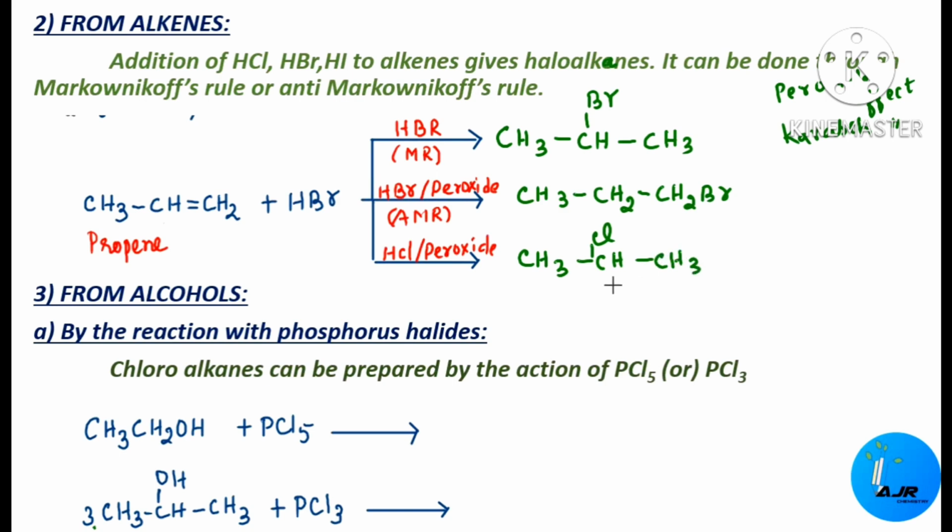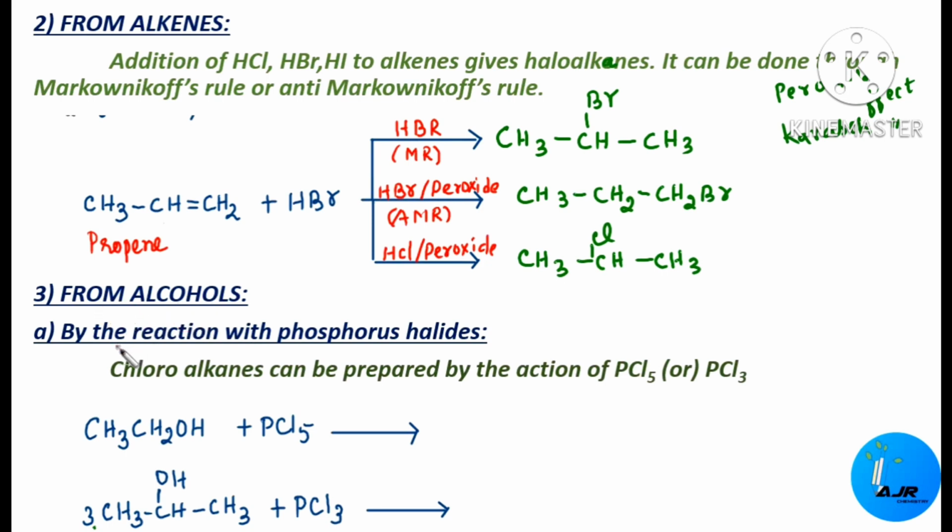Understood students? The reason why it is not following the Kharasch effect is because of the HCl bond. The HCl bond is polar and can undergo heterolytic fission even in the presence of peroxide, so that's why it's not undergoing the Kharasch effect or the peroxide effect. Understood students? Next is from alcohols.